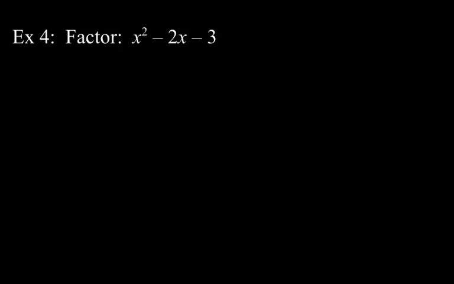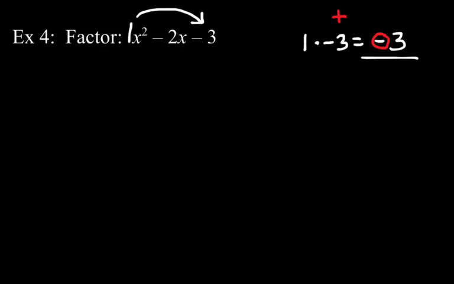Example 4, again, very similar. We can think of this as a 1x squared, and we're going to take the 1 and multiply by the negative 3. So 1 times negative 3 is negative 3. And then we're going to look for the factors of negative 3, but before we do, I want to look at these signs. Notice this time it's a negative 3. When you multiply two numbers together and you get a negative answer, the only way that happens is if one of the numbers is positive and one of the numbers is negative. So if you multiply numbers together and they have different signs, that's how you get a negative answer.